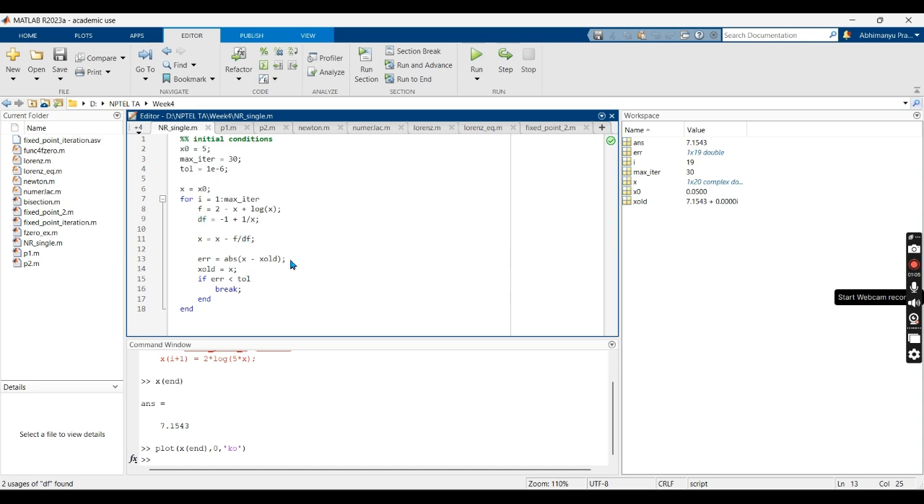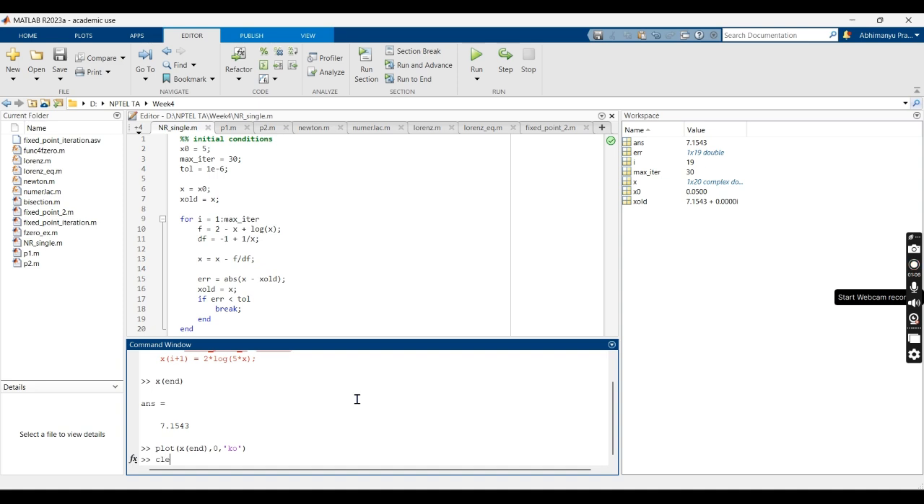I'm calculating my error based on the change in the x variable, and then if my error is less than my tolerance, then I will break out of the loop. Now here I can see that I have not initialized my xold variable, so it will throw me an error. So let me just initialize the xold variable. I will initialize both x and xold to x naught only. So this should work.